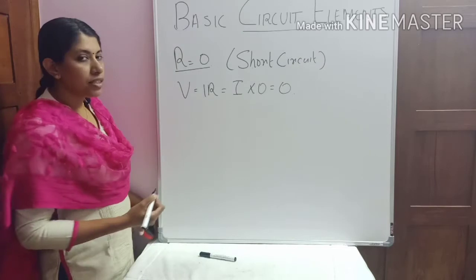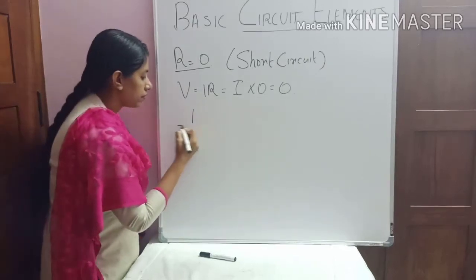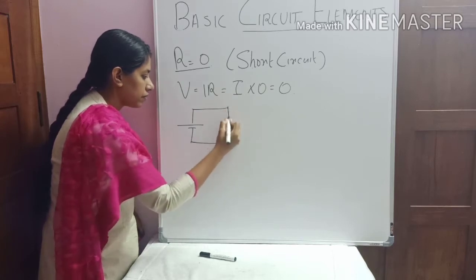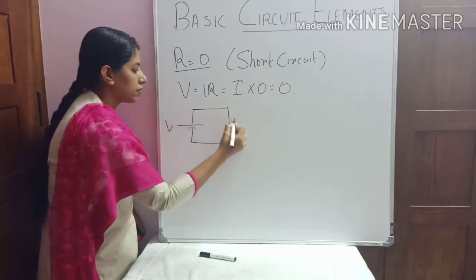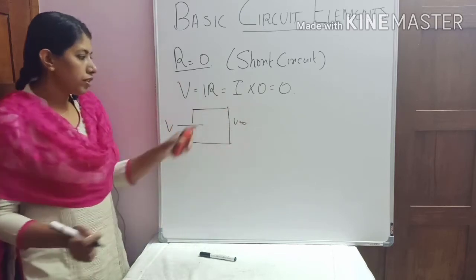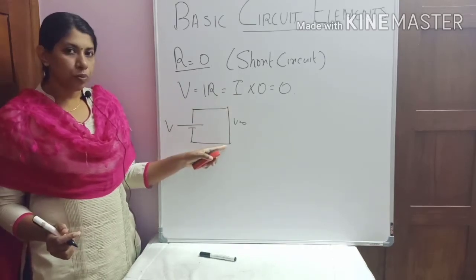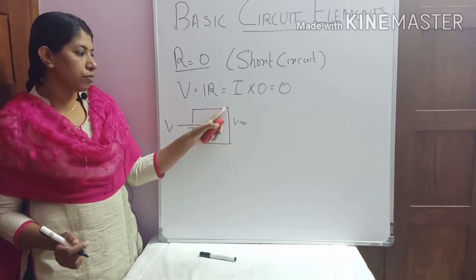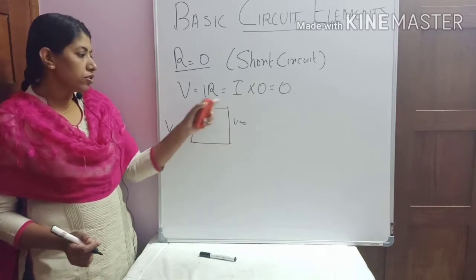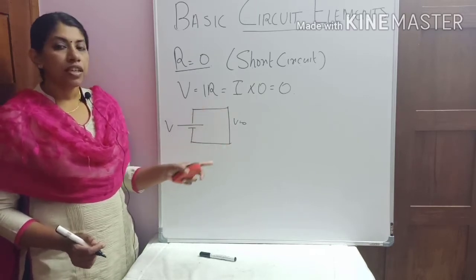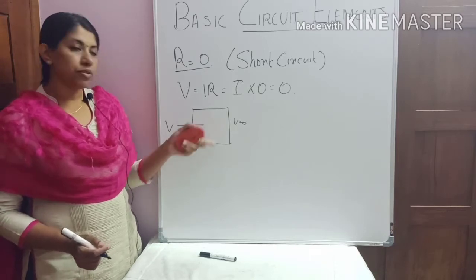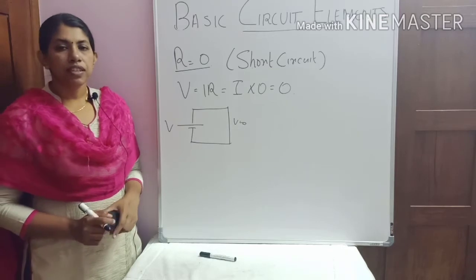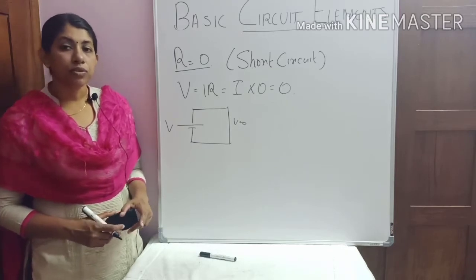So if the potential between two points is the same, it means that they are connected by a simple connecting wire, and both these points have the same potential. So this is how you can see the short circuit in the network, and they represent it like this only. Now we will consider the condition when R is equal to infinity.